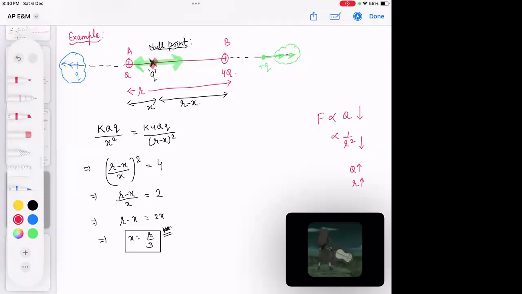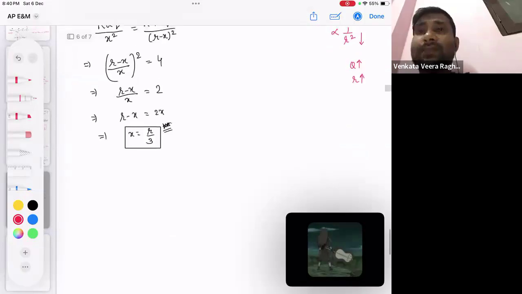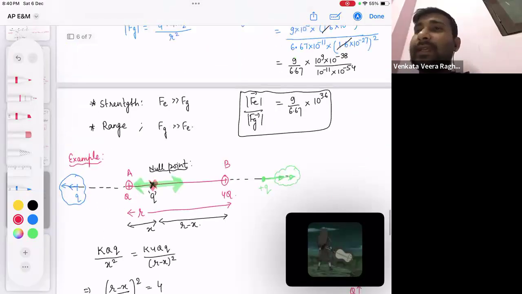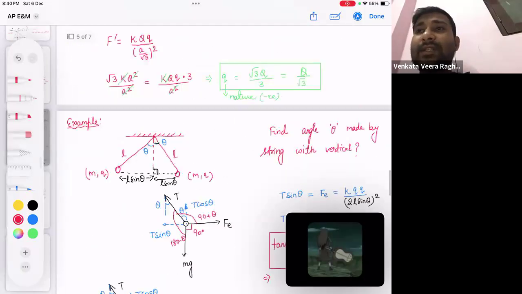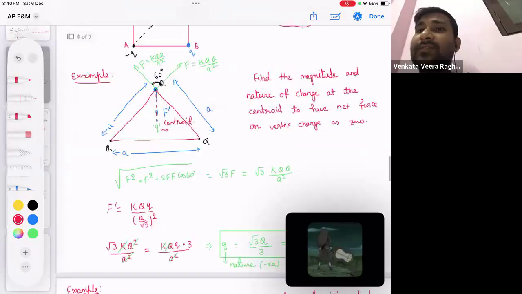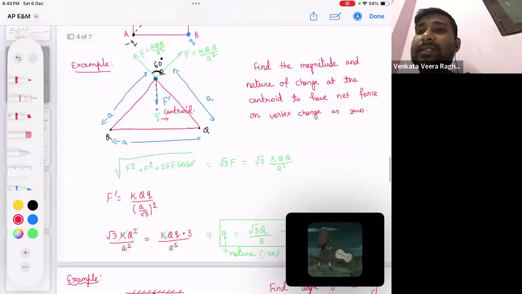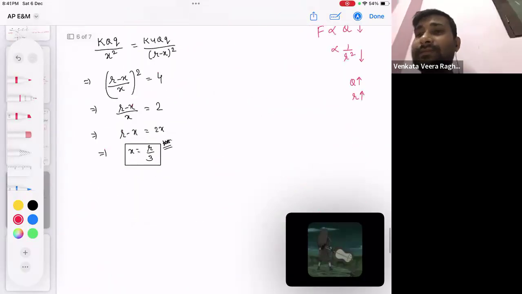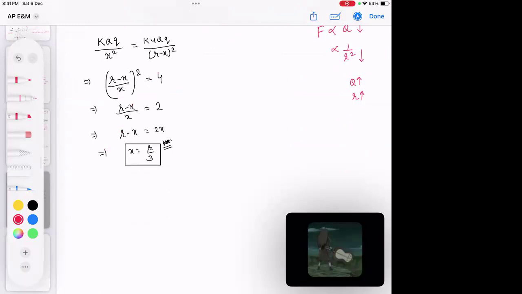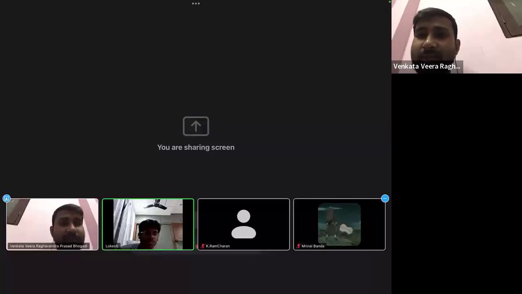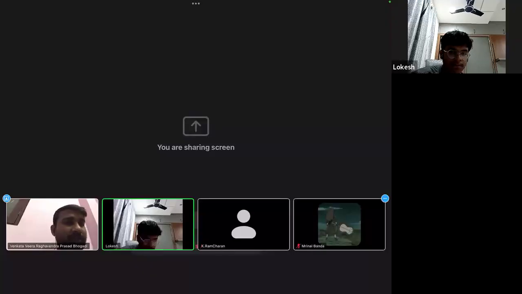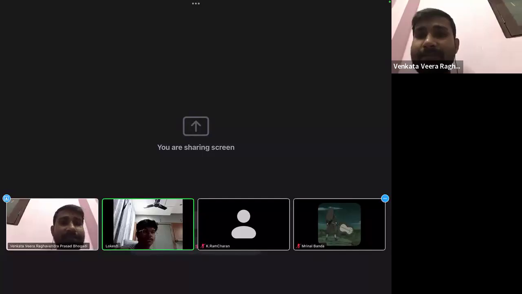So this is what we have. Now will you be able to do the questions on electrostatic force calculation, equilibrium calculation? What is the condition needed for equilibrium? Please tell me. All of you will be able to do that.